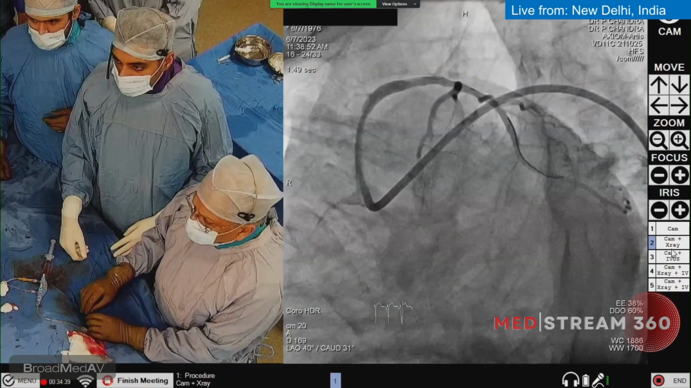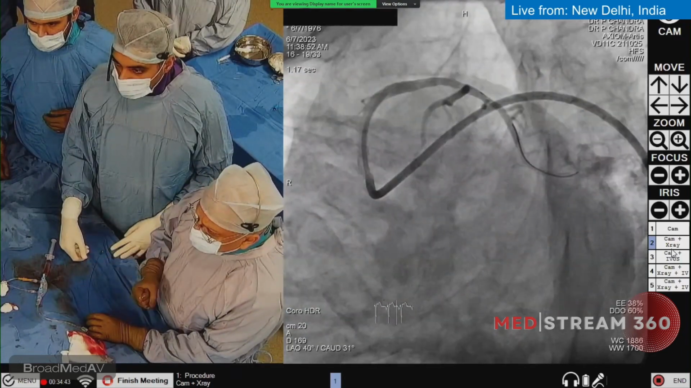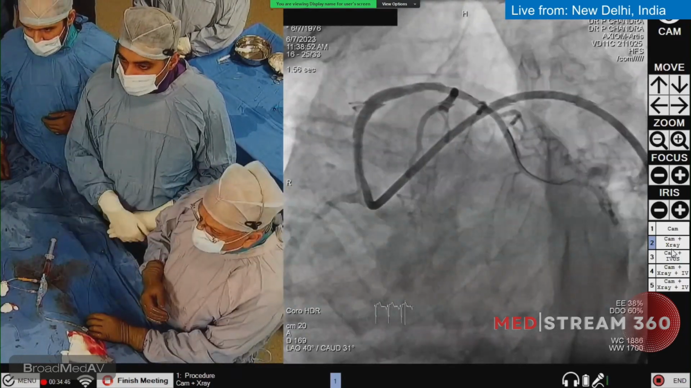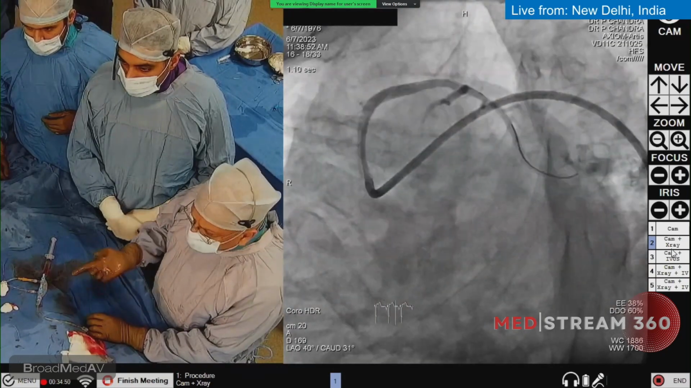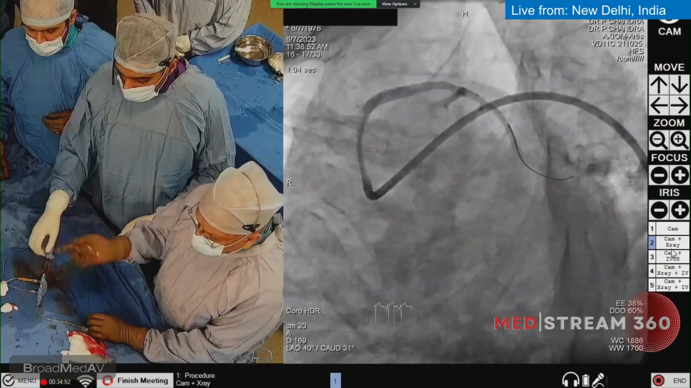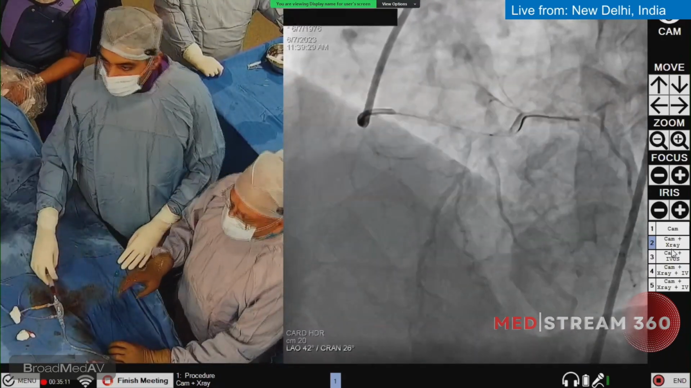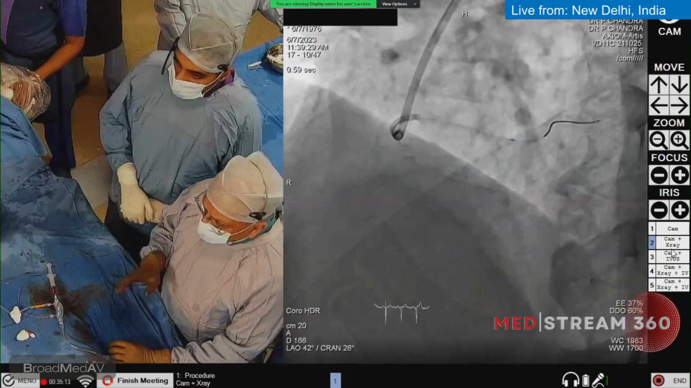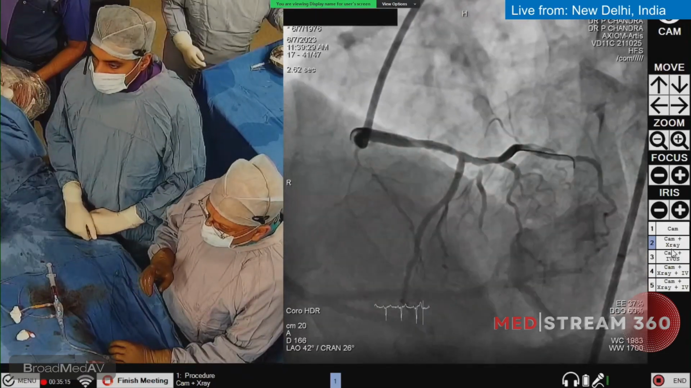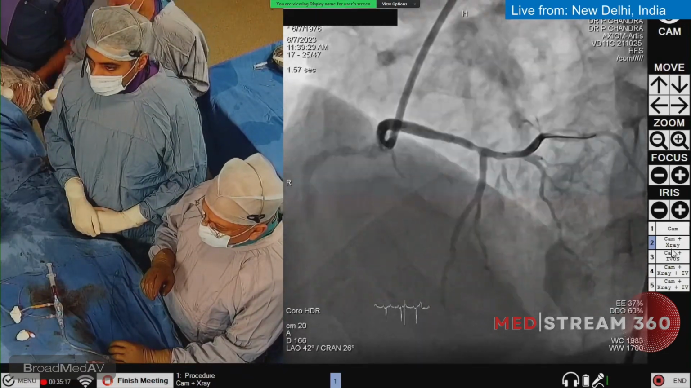The OM is also flowing. There is no dissection. There is no residual. And I'm quite satisfied with this result. So we can check in some other view also, which is the caudal cranial. So let's go to caudal cranial. This looks very nice. There is no dissection. The OM is flowing. And this was the aim, that we don't compromise too much on the branches.